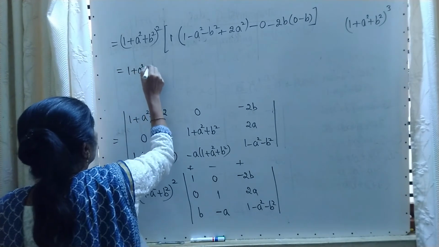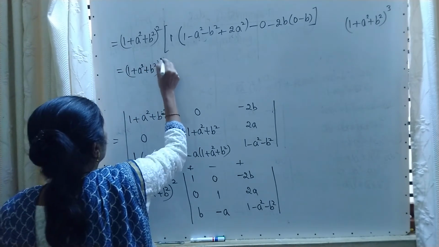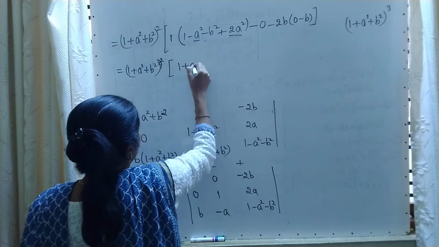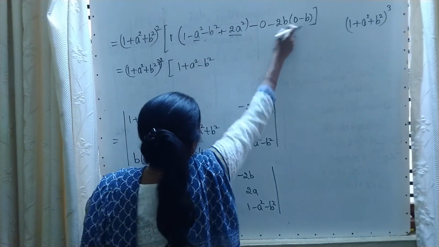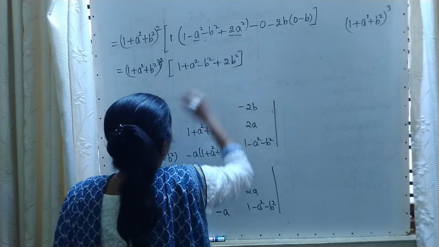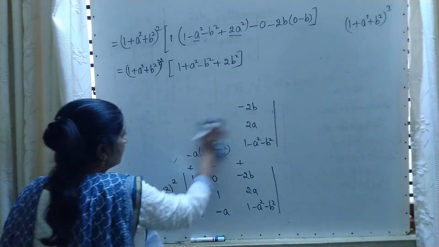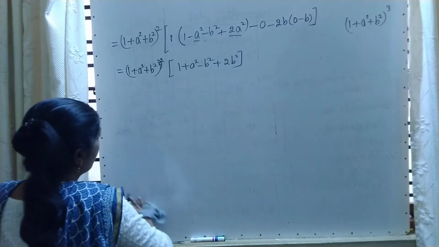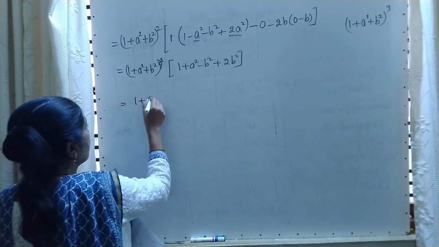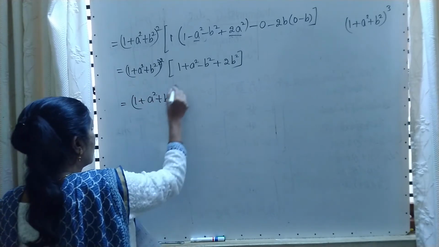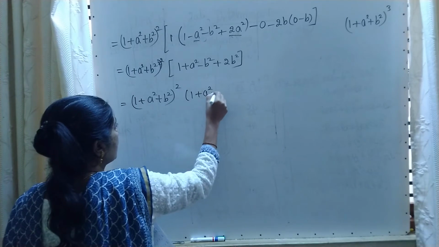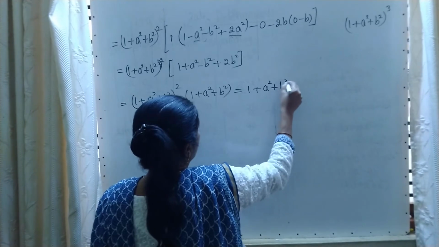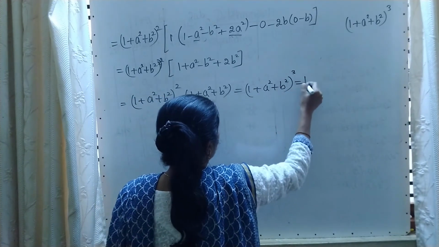1 plus a square plus b square whole square. Next 1 minus a square plus 2a square is plus a square minus b square, and it is minus into minus plus 2b square. So after simplification what you will get? After simplification we will get 1 plus a square plus b square whole square, and this is also 1 plus a square plus b square. Now finally we get 1 plus a square plus b square whole cube. That is the required answer.